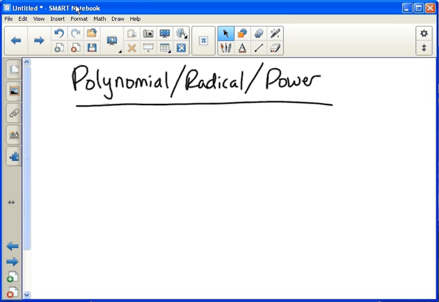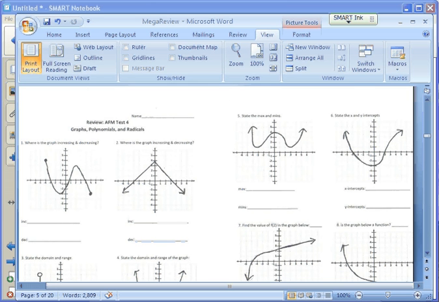This is part 3 of the exam review, polynomial radical power function review. We're going to start by just looking at the graphs. I know this may be difficult to see, but you should have it in your paper, so hopefully that will help. So where is the graph increasing and decreasing in number 1?